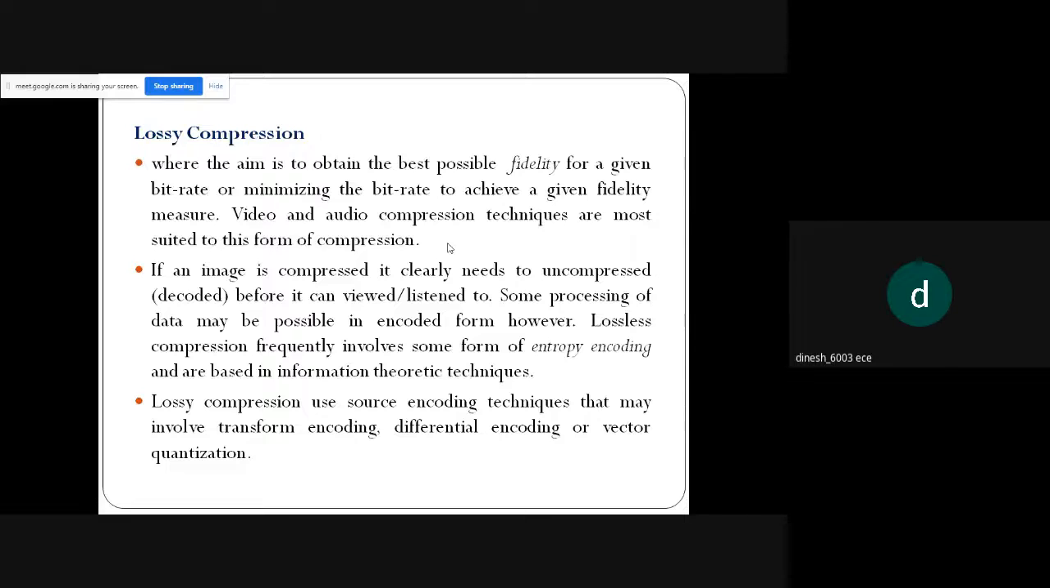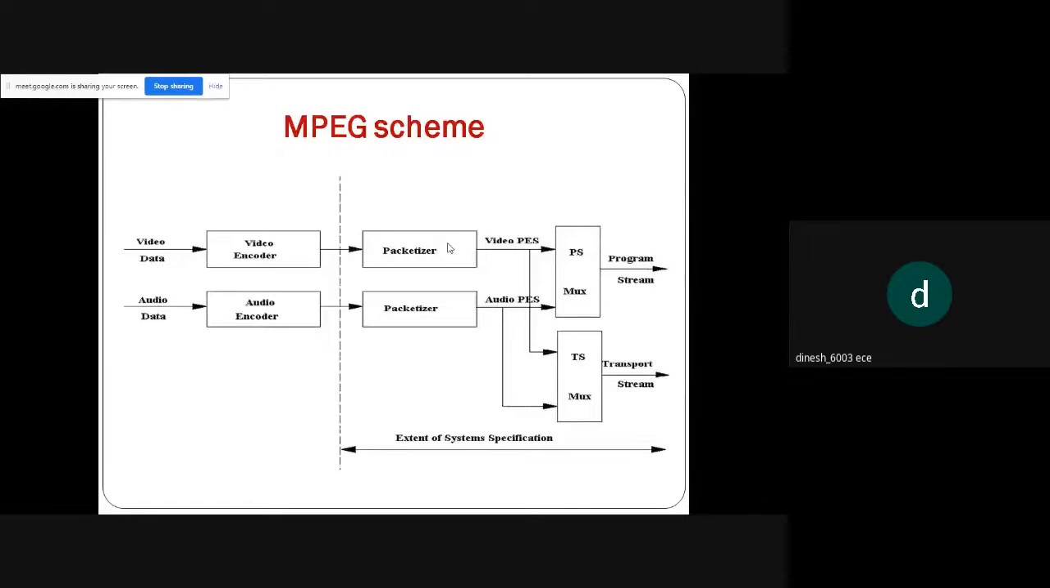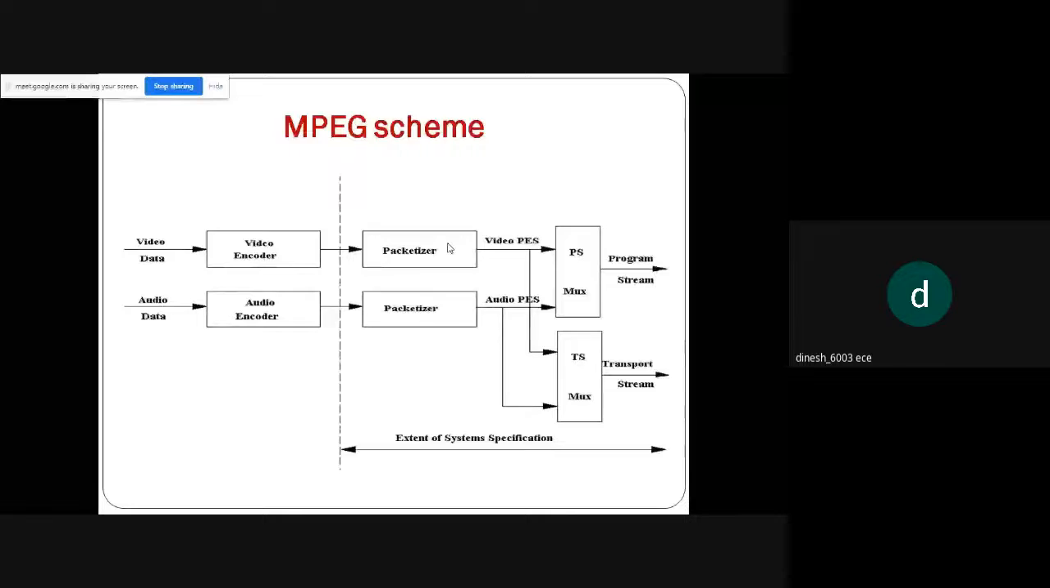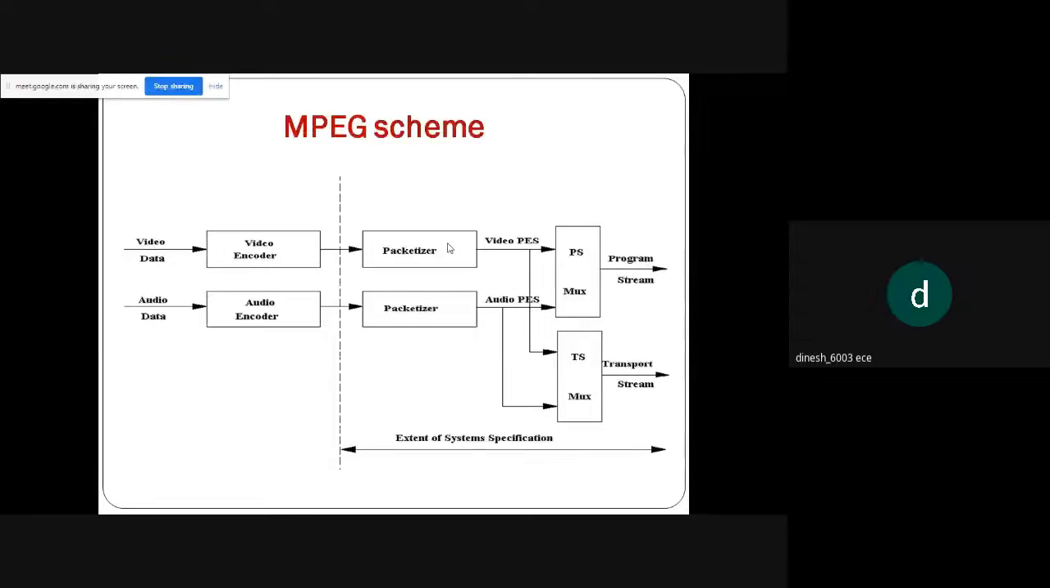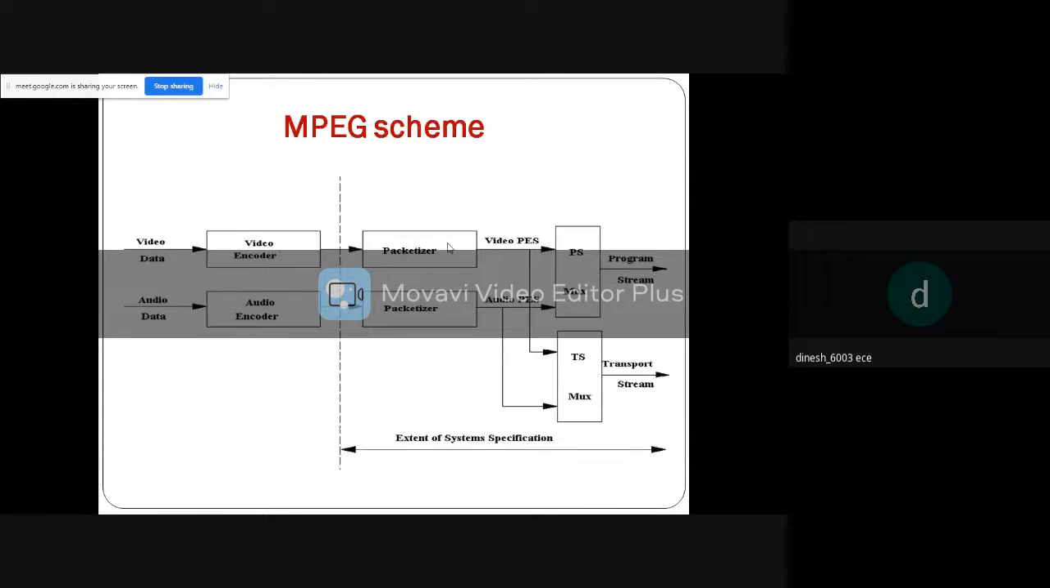So this is an MPEG standard. Video data is given to a video coder, which is packetized. Since we are using packet by packet transmission, then we have the video packet encryption standard, then to a program stream using a multiplexer. Then the audio, which is a speech signal, is given to an audio encoder, packetizer, then to an audio packet encryption system, to a transmitter, to a transport system, and a multiplexer.